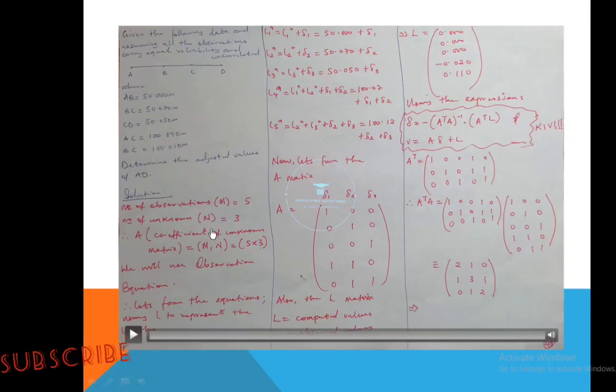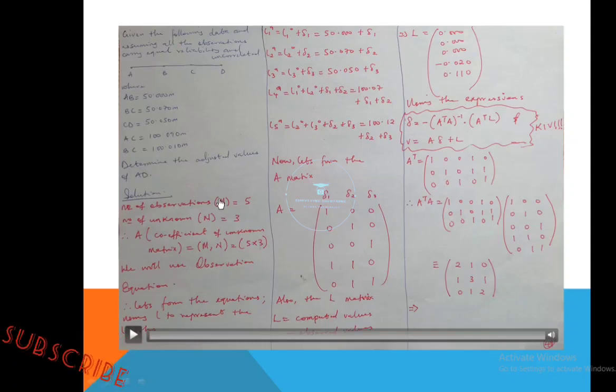The number of unknowns is 3, which are AB, BC, and CD. Upon getting AB, BC, and CD, we can add them together and get the length of AD, the corrected or adjusted value of line AD.